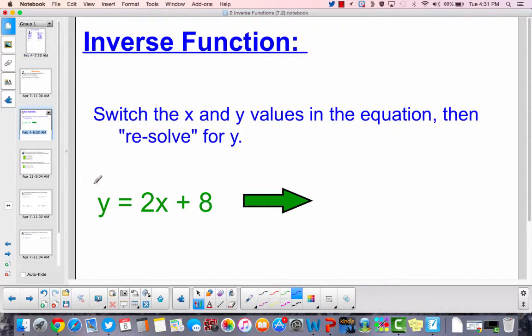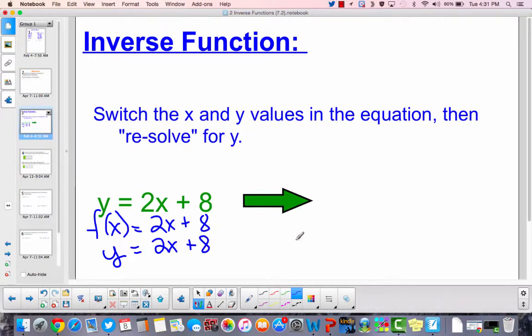Now remember, we can also have this be f of x equals 2x plus 8. And so if it is given as f of x, which it sometimes is in the homework, just remember that f of x is the same as y, and so you can rewrite that as y equals 2x plus 8. So we're going to switch our x and our y. Nothing else changes, just the variables. So x equals 2y plus 8. Now we're going to solve for this y.